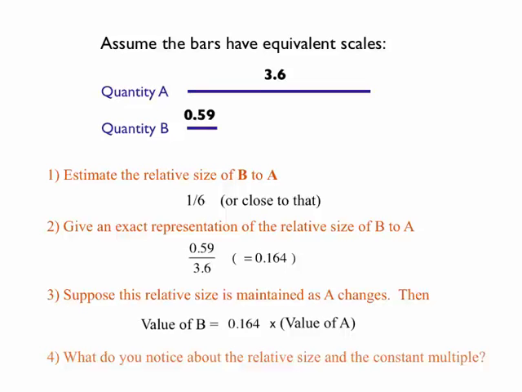Okay, now I want you to notice something. What do you notice about the value of the relative size and the value of the constant multiple? The ratio between the two is always the same. Right, so the ratio, or this quotient that gives you the relative size, is the constant multiple, as long as you have these straight.